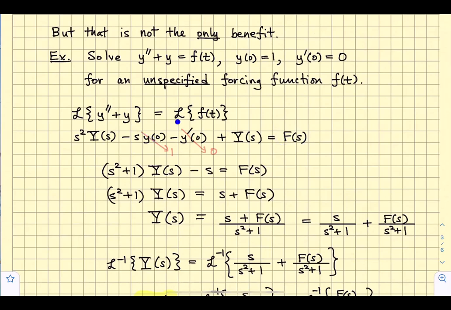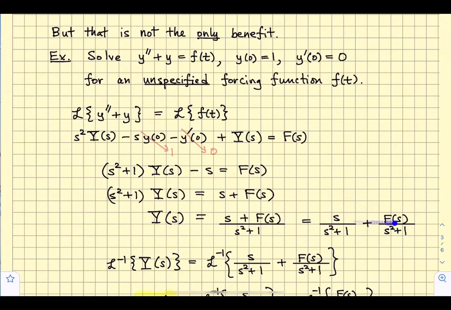We apply the initial conditions. We factor out the big Y of s. We throw this extra term to the other side. Sooner or later, we're going to divide by this, so we do it now. And now we're going to split this fraction into s over s squared plus 1 plus big F of s over s squared plus 1, just to keep the part that has the big F of s separated from this part that we do know how to handle.